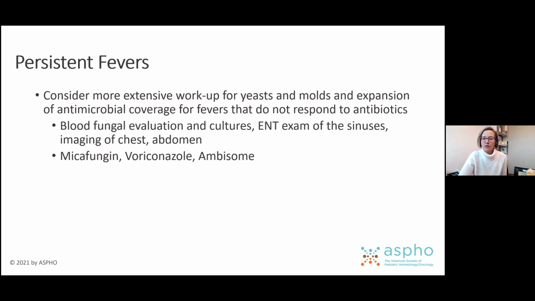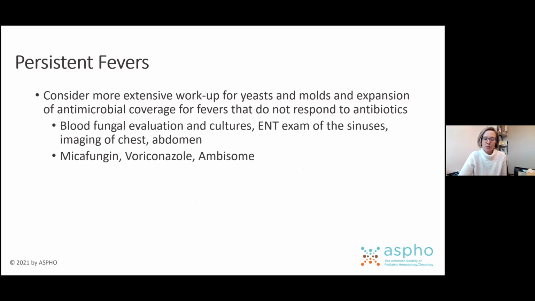Occasionally, patients who are admitted for febrile neutropenia go on to have persistent fevers despite antibiotic management. And in those patients, we should always have a low threshold to consider more invasive infections of other organisms such as yeasts and molds, and the need to expand antimicrobial coverage in those patients whose fevers don't respond to antibiotic therapy.